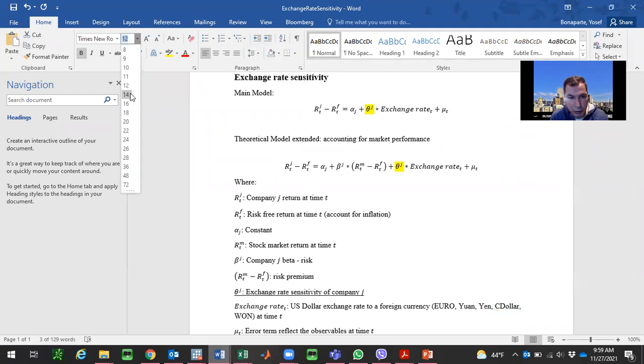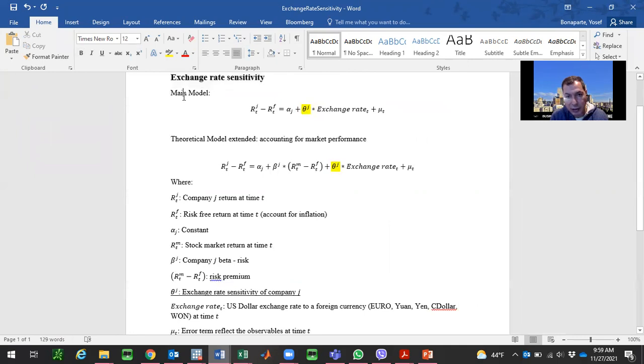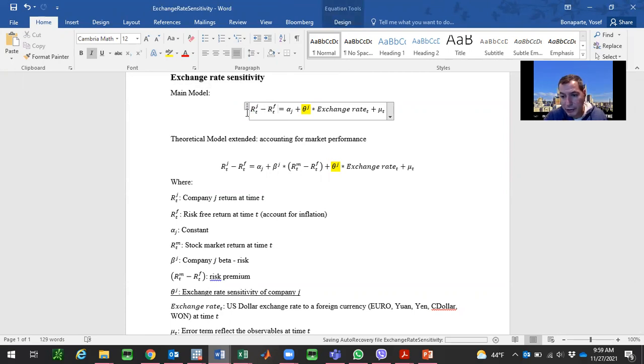Let's make it font 14. And it says, for any company, the main model: company return, R_tj, minus RF. RF is the risk-free return. The reason we have the risk-free return in our model is to protect against inflation, because if some country, like the US, if the company did 30% return and the inflation was 50%, basically you're not doing well. So we have to protect against inflation. The bond rate reflects the inflation. Equals a constant alpha_j plus theta_j multiplied by the exchange rate of the country of interest, and mu_t is the unobservable error.